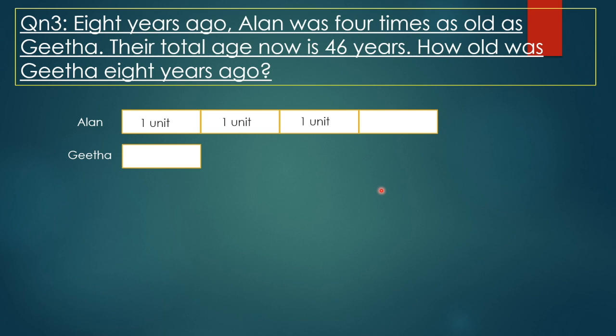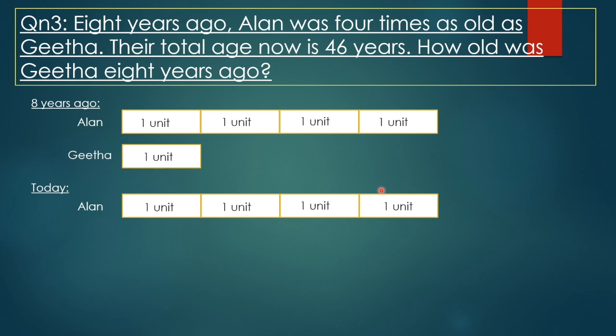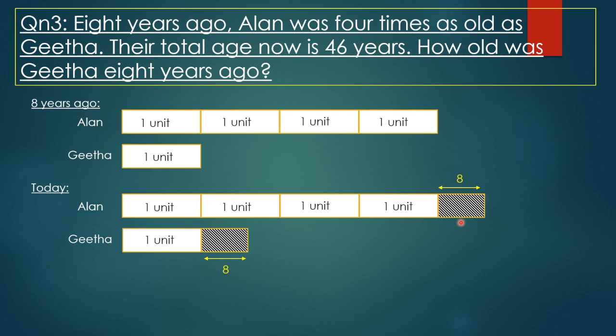1, 2, 3, 4. And Geeta gets 1 unit. And this is 8 years ago. Today, it's 8 years later. Alan also has 4 units, but he is 8 years older, so he gets an extra part here for 8 years. And Geeta as well, she has 1 unit of age as well as 8 years extra. And together, this 1, 2, 3, 4, 5 units, 8 years and 8 years, it gives you 46 years.